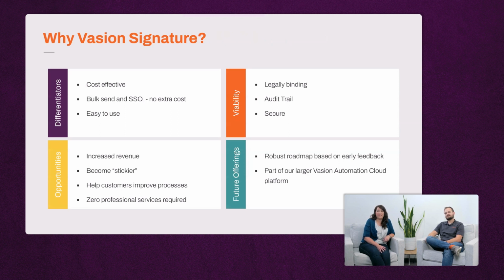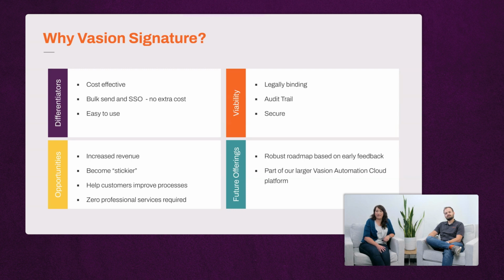I think everyone agrees that getting rid of paper signature processes is a good thing and something we all need to do. But the bigger problem is all of the options that companies have come with high cost and high complexity, and this is where you can help. Not only can you help your customers be more efficient and streamline their business processes, but you can also save them time and money. Some of the differentiators for the Vasion Signature application is that we're more cost effective when compared to the competitors. We also have advanced features like bulk send and single sign-on as part of our core functionality at no extra cost.